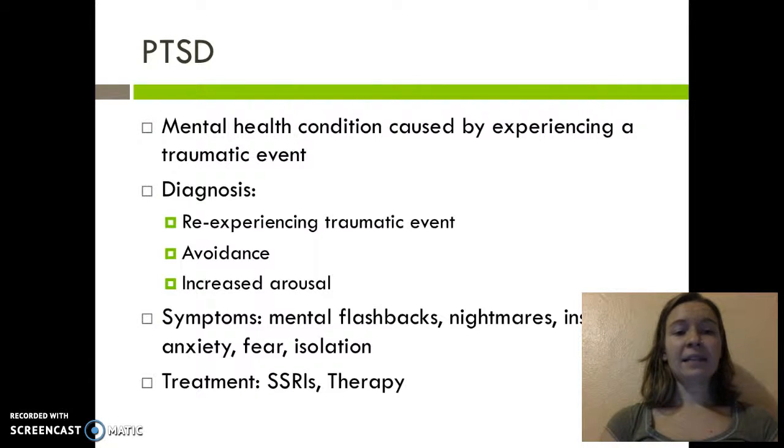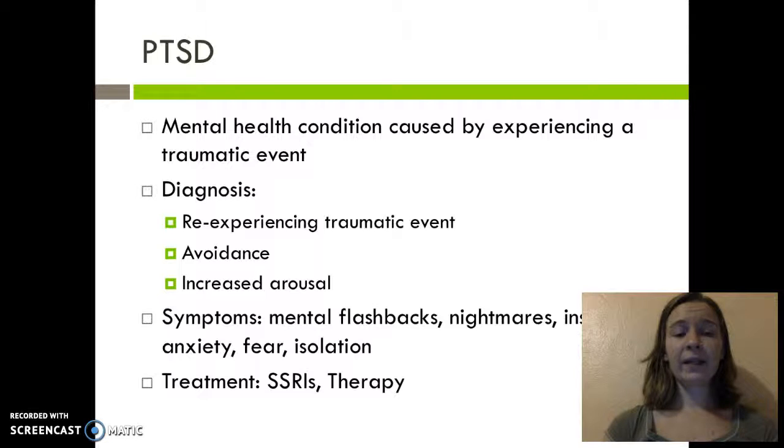So PTSD is a mental health condition caused by experiencing a traumatic event. According to the Anxiety and Depression Association of America website, there are 3 criteria for diagnosis. The first is re-experiencing a traumatic event, so you might have flashbacks or nightmares about the event.